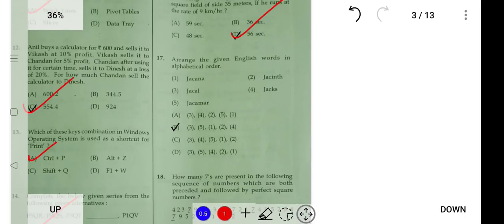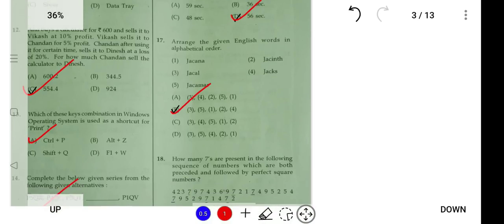Question number 17. Arrange the following English words in alphabetical order. So the answer is B, 3, 5, 1, 2, 4. Question number 18. How many sevens are present in the following sequence of numbers, which are both preceded and followed by a perfect square number? So the answer is 4. 54.327 into 357.2 into 00057 will be equal to, so the answer is this one, C.